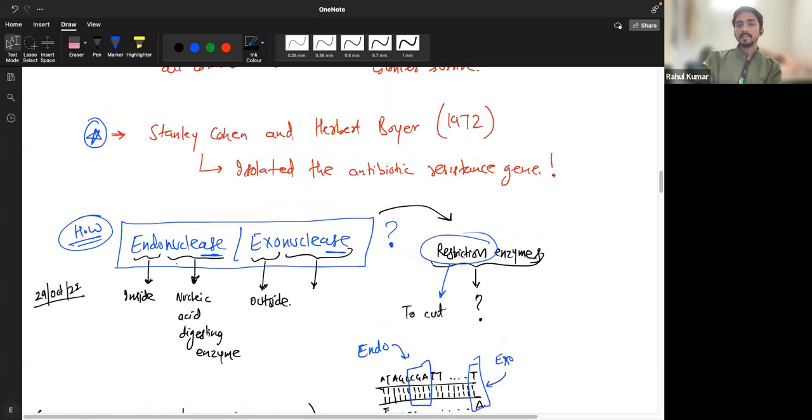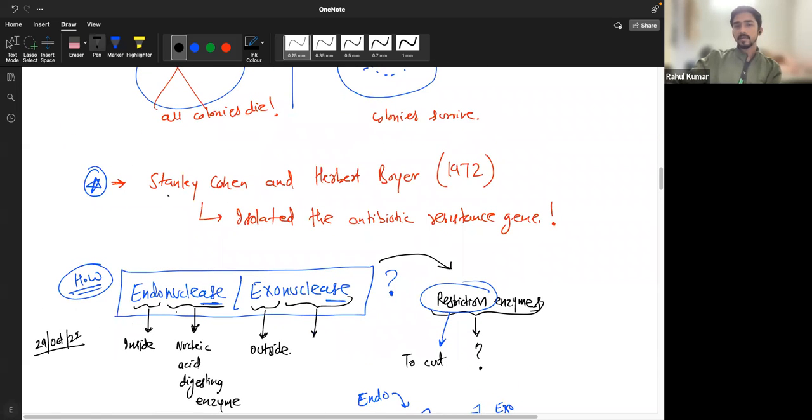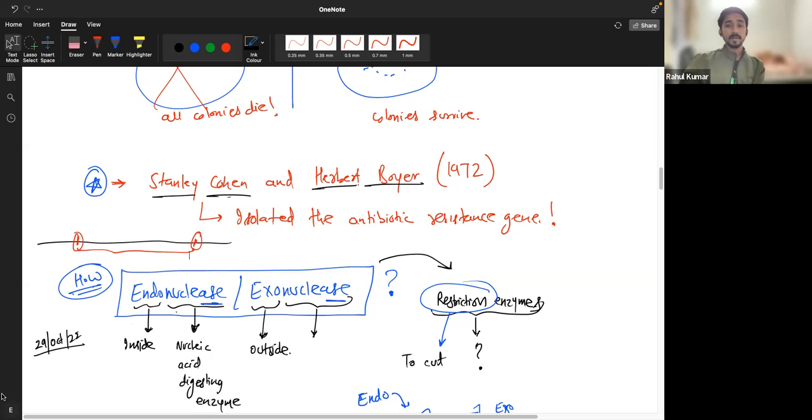So how did they figure it out? Stanley Cohen and Herbert Boyer isolated it after recognizing that in a long DNA, from this part to this part is the region that gives antibiotic resistance. So if they can just cut from here and here, they have isolated it from any one kind of bacteria that is resistant. Now you want to express this in any bacteria of your choice. How can you do that?